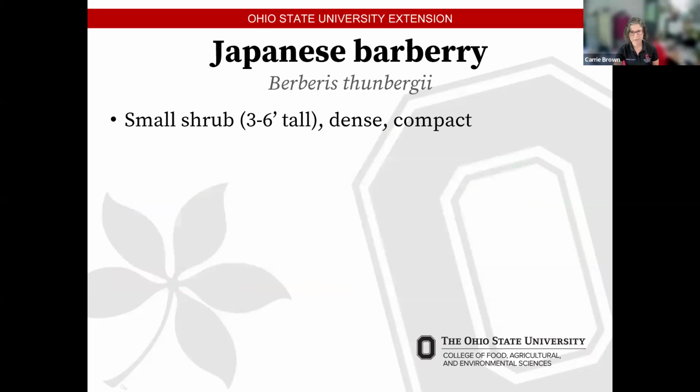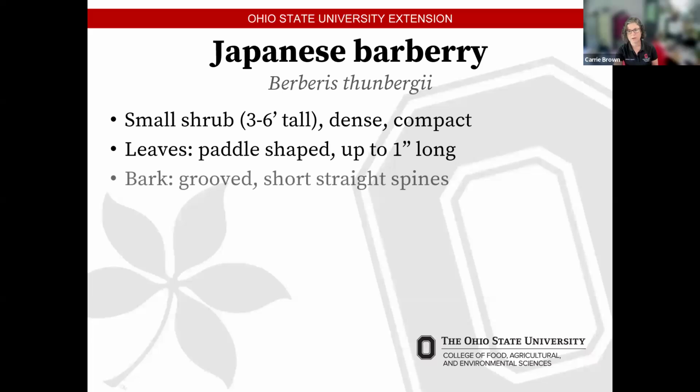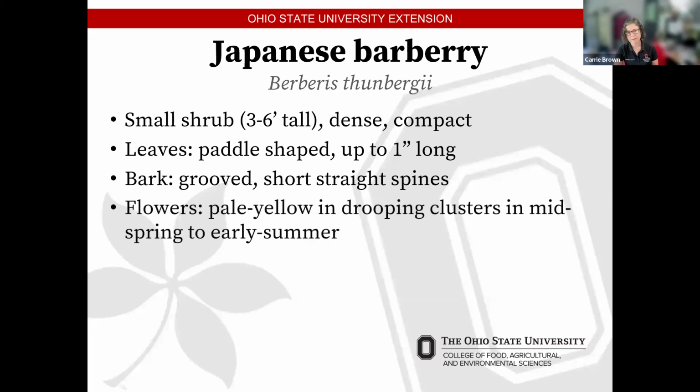It's a small shrub, 3 to 6 inches tall, but it has a very dense, compact growing pattern. We saw those leaves. Those leaves are paddle shaped. They're quite small, so up to 1 inch in length. It is deciduous, so it drops those leaves in the wintertime. The bark is grooved. It has these short, straight spines. The flowers are pale yellow. They droop in clusters, so a lot of times if you're not looking for them, you're not going to see them. But they do flower mid-spring to early summer.